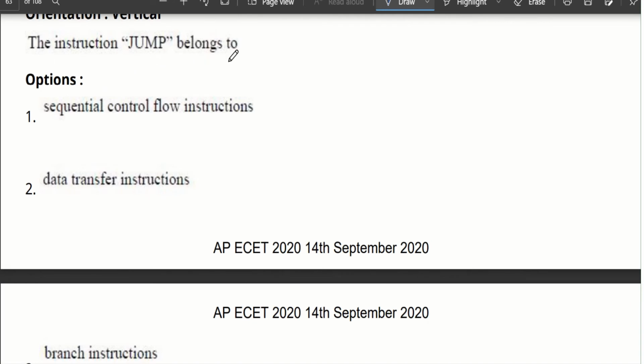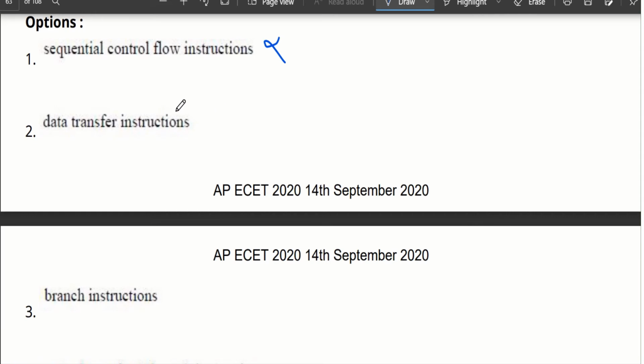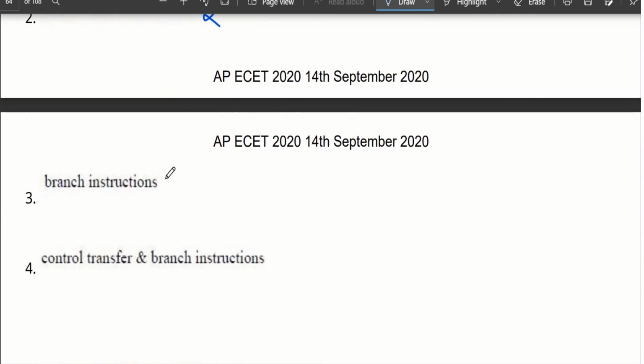The instruction jump belongs to. As we saw earlier, jump is an unconditional branch instruction. Now let's go through the options. Sequential control flow instructions? No, it is not a sequential control flow. Data transfer instruction? No. Branch instruction? Yes, it's a branch instruction. Another option, control transfer and branch instructions, is also correct. But for the most accurate answer, this option will be the accurate answer instead of this.